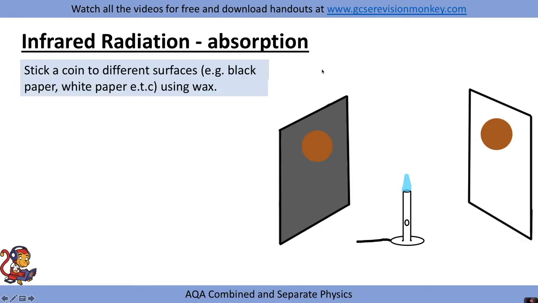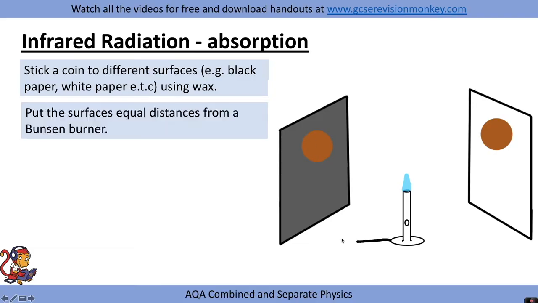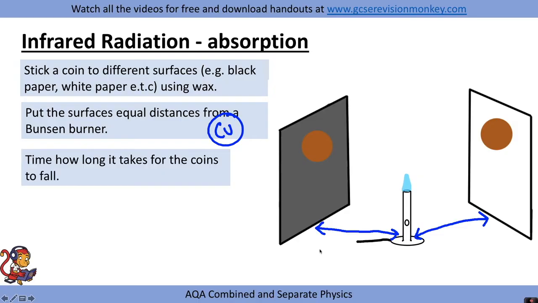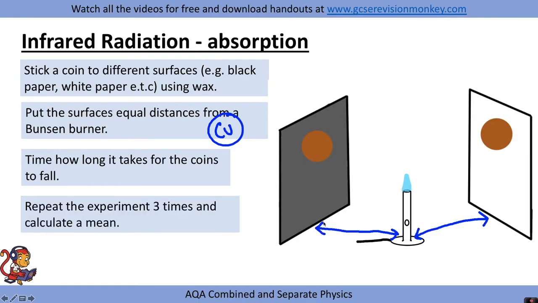And in this practical, you would stick something metal, like a coin, to different surfaces, for example black paper and white paper, using wax. You would then put the surfaces equal distance from a Bunsen burner, so you'd measure with a ruler to make sure that they were exactly the same distance away, and this would be our control variable, the distance between the Bunsen burner and the material. And you would time how long it takes for the coins to fall. And then you'd repeat the experiment 3 times and calculate a mean.